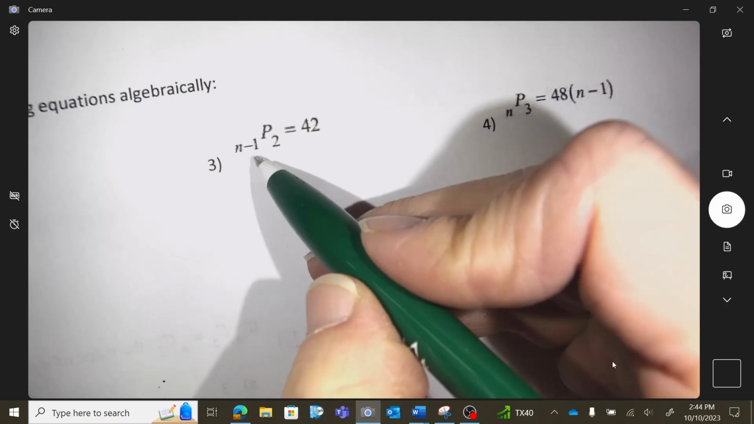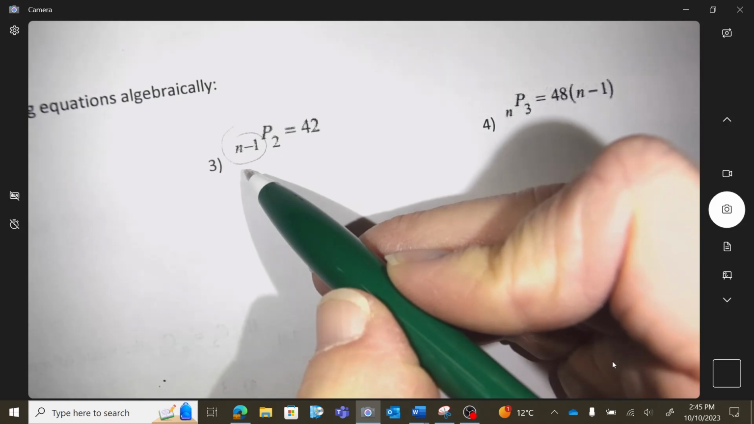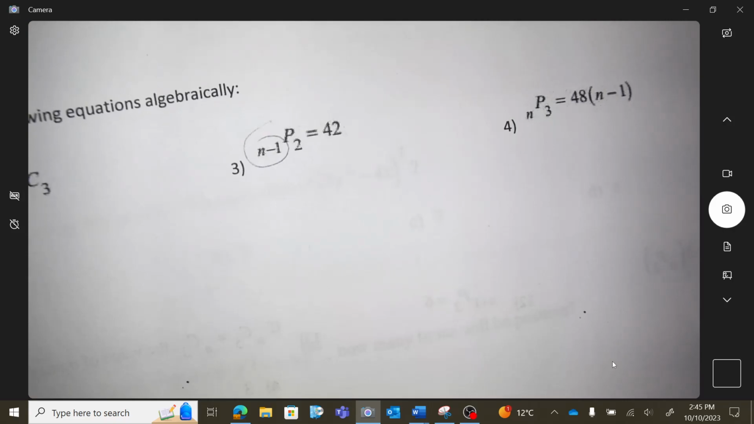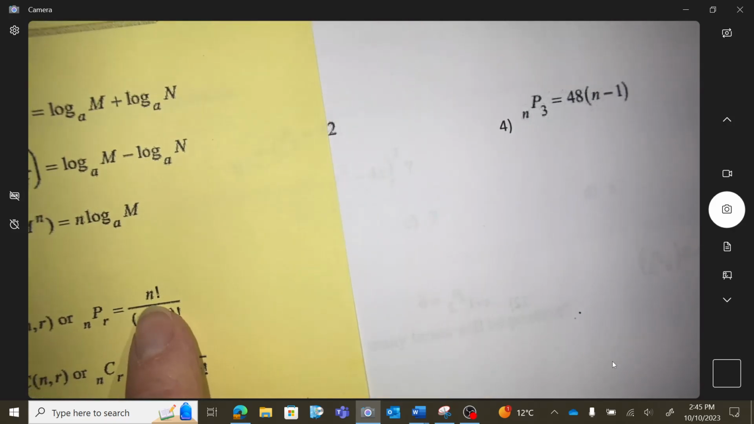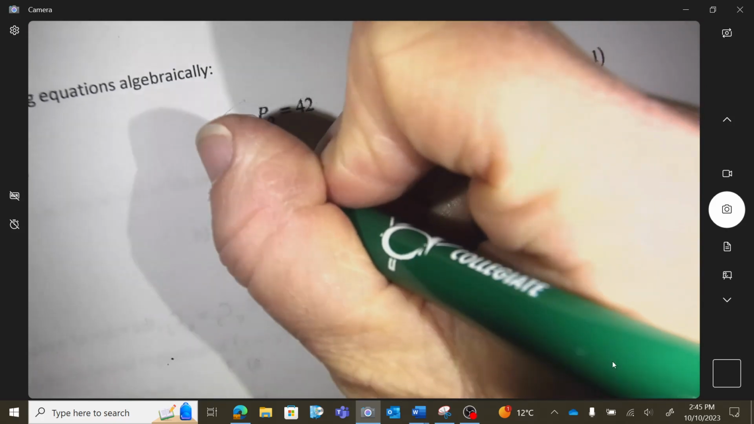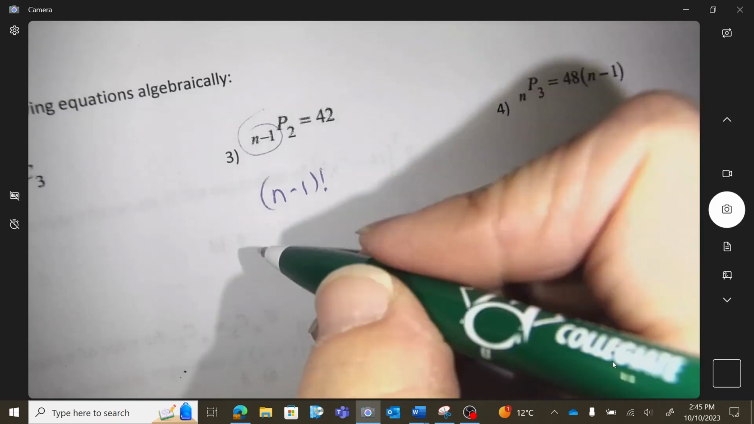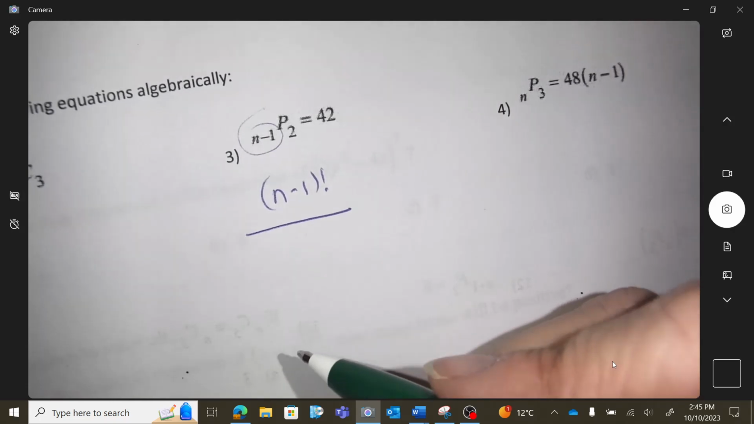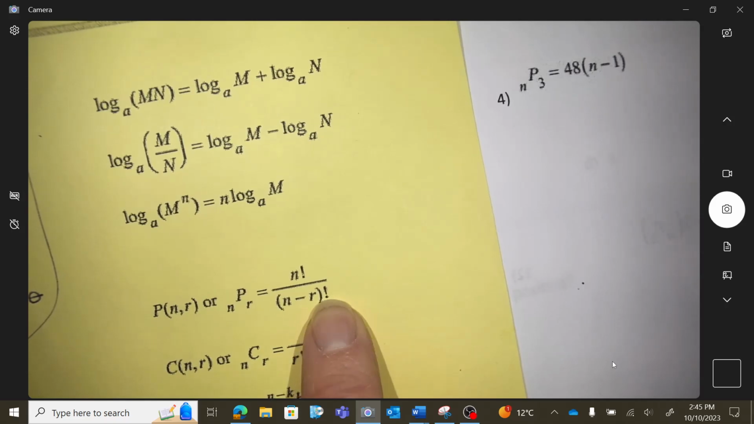Okay, formula. So this is a glued together. So instead of n, it's actually n minus 1. Do you see that? Whatever the first number is, factorial. So the first thing factorial, over, okay, I'm going to read it not with n's and r's. I'm going to say the first thing minus the second thing factorial.